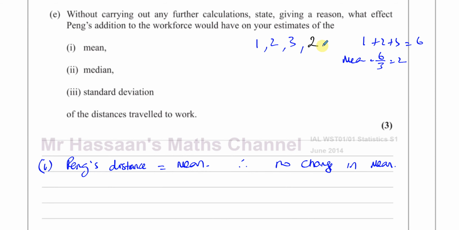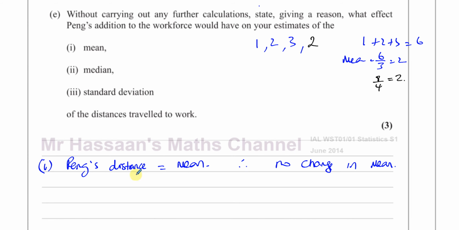Okay, so add the number 2 to the data. So the new mean is going to be 1 plus 2 plus 3 plus 2, which is 8 over 4 this time, because it's now 4 numbers, which is going to give me also 2. So the mean didn't change when I add a number which is the same as the mean. Okay, when I add a number that's the same as the mean, it doesn't change. So I hope that makes that clear.